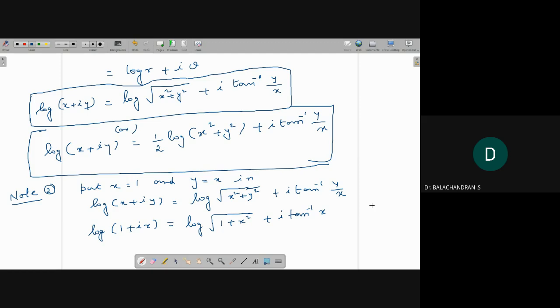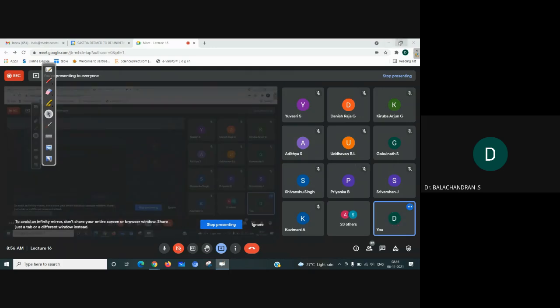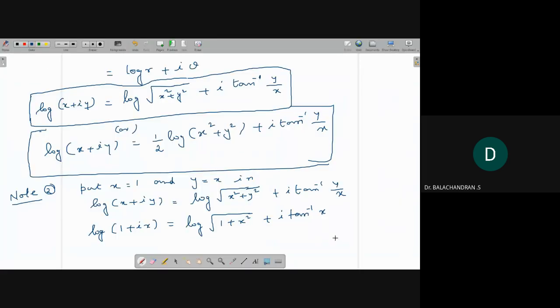Now what is the imaginary part of log of 1 plus ix? Log root of 1 plus x square, that is the real part. I am asking the imaginary part. The imaginary part of log of 1 plus ix is tan inverse of x.